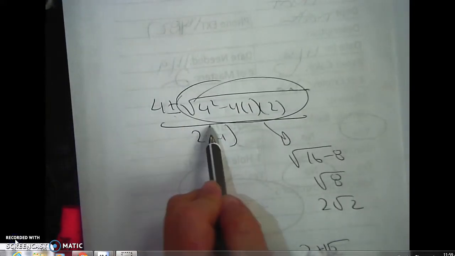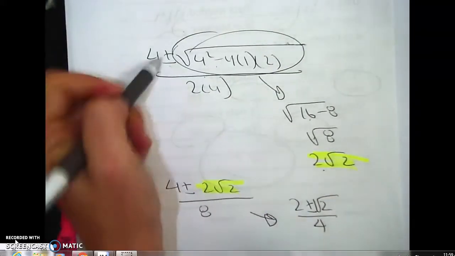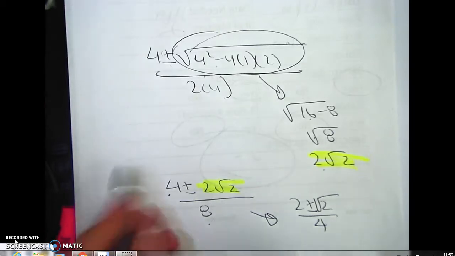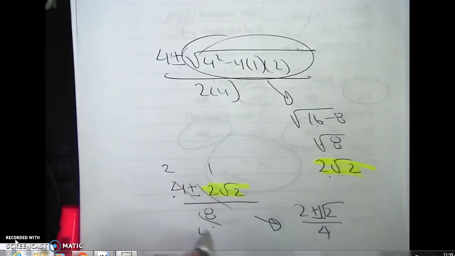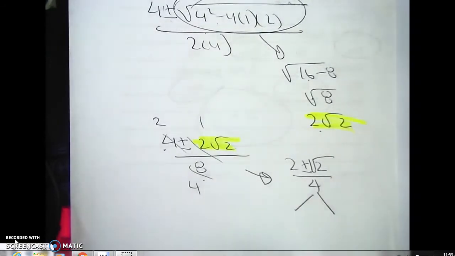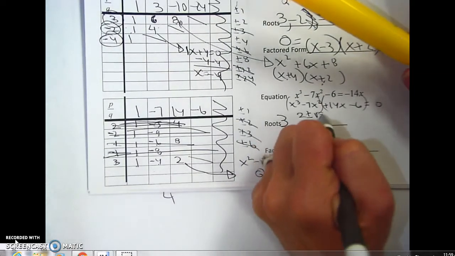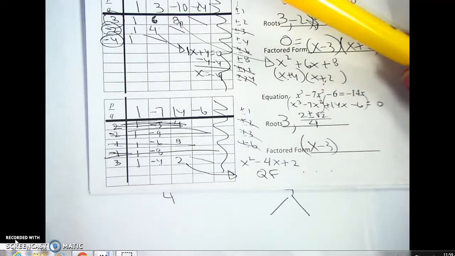So I did that, then I simplified this and got rad 8, which turns into 2 rad 2. Then here's the 2 rad 2, and then I brought down the 4, and I brought down the 8, divide by 2, and I get 2 plus or minus rad 2 over 4, and then I'll use my calculator to get the answer. So right now, honestly, I'm okay with you leaving it as 2 plus or minus rad 2 over 4. Because I don't know if it's going to be in the calculator section or not.